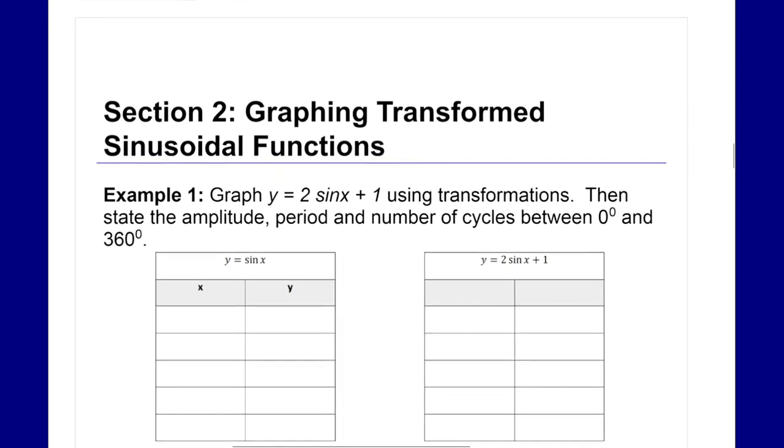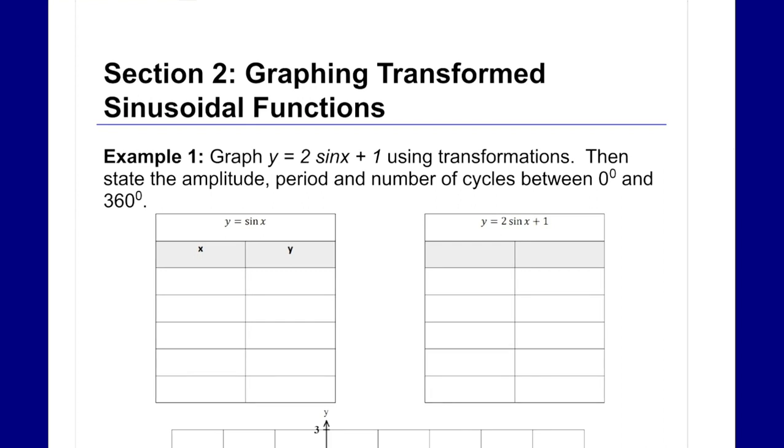So now we're going to look at graphing the transformed sinusoidal functions. Sinusoidal is just a term referring to either our sine or cosine waves, those periodic functions. And we're going to try to graph this transformed function y equals 2 sine x plus 1. We're going to go through the same process as other transformed functions. We're going to have our key points, and we're going to come up with the image points using our mapping notation. And then we're also going to state the amplitude, the period, the number of cycles between 0 and 360, as well as graphing it.